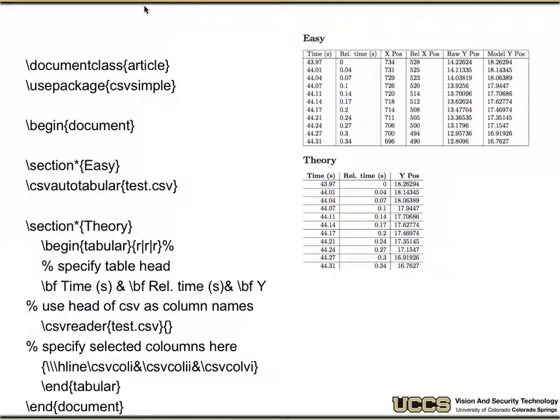Or I can actually read a much more complicated table. So this is actually reading the same thing, test.csv, and I can actually choose column 1, column 2, and column 4. So out of this I've gotten time, relative time, and Y position.